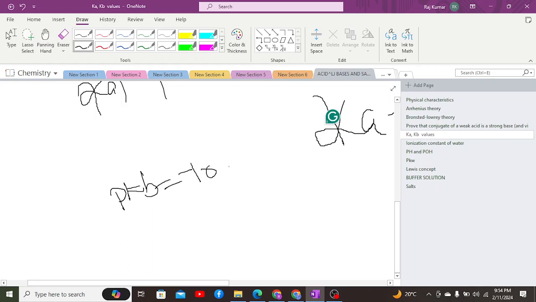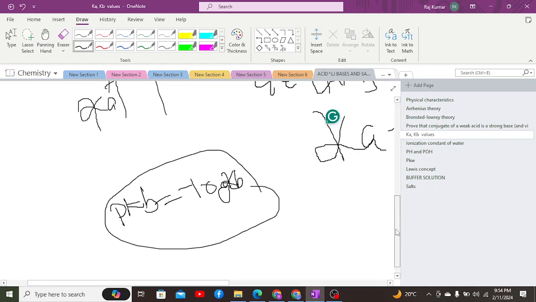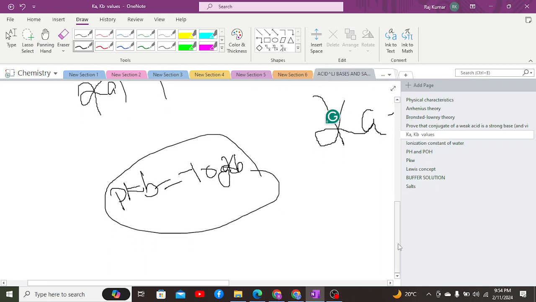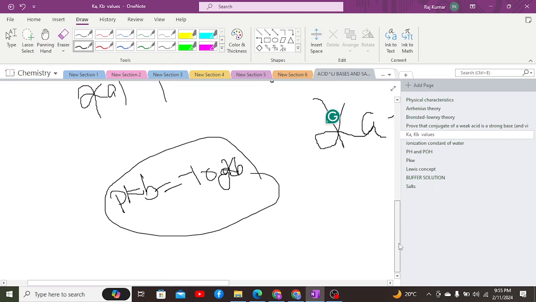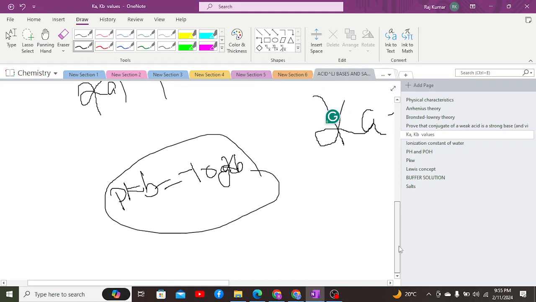pKb is the negative logarithm of Kb, that is, minus log Kb. If there is a high value of Kb, there will be a less value of pKb, which means there will be a stronger base. Likewise, if there is a less value of pKb, there is a high value of basicity. If there is less pKb, the stronger is the base. If there is more pKb, the weaker is the base.